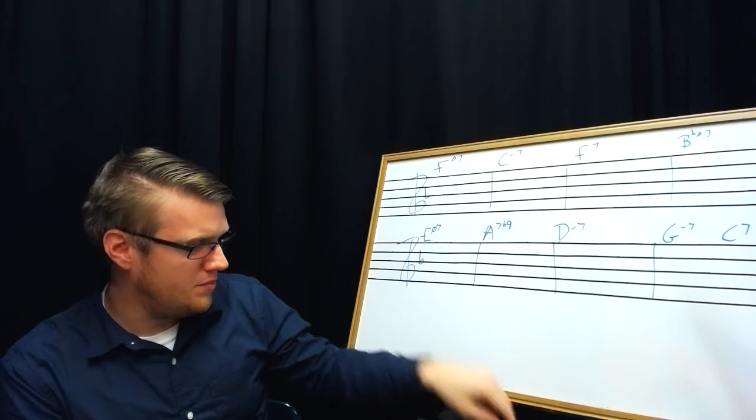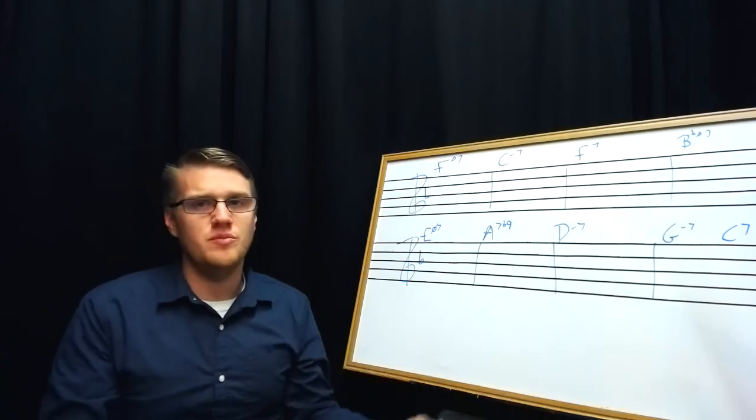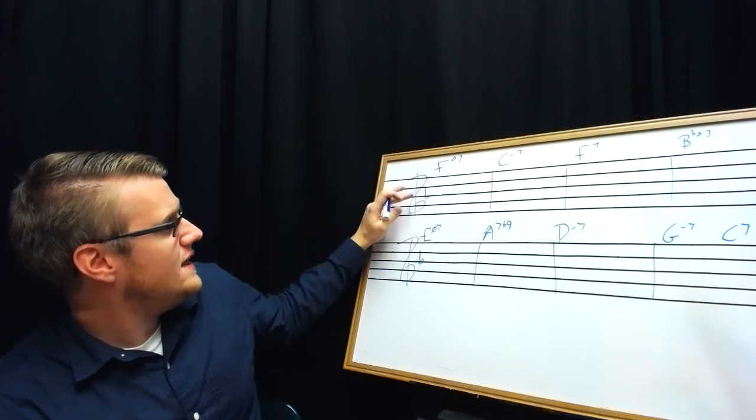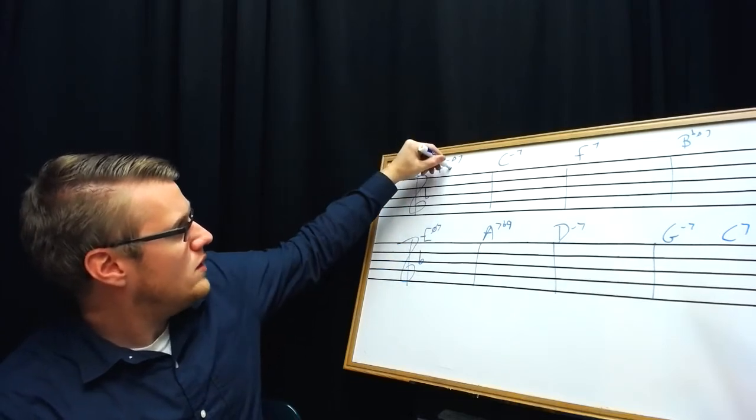So let's look at this chord progression. This is like a standard jazz chord progression. I just made it up, but it follows the rules of secondary dominants. So this is in the key of F, and this would be the 1 chord.